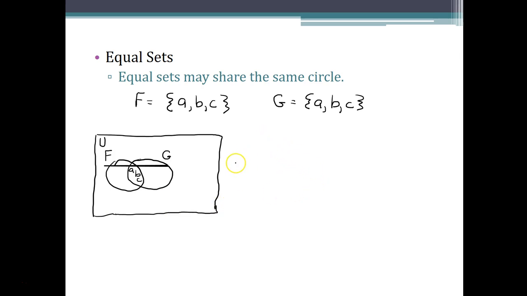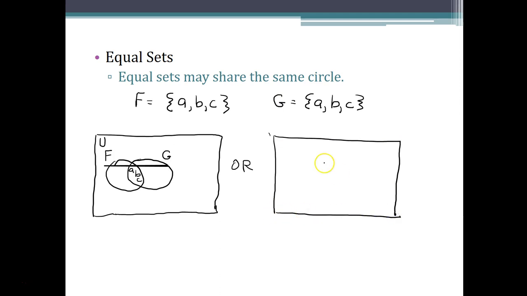Or, if you want, you can just share the same circle. Since they are equal sets, since F equals G, you can just draw one circle and label it with both F, G on it to let people know, hey, this is representing both of those sets, and then put the A, B, and C inside that one circle. So that's an option.